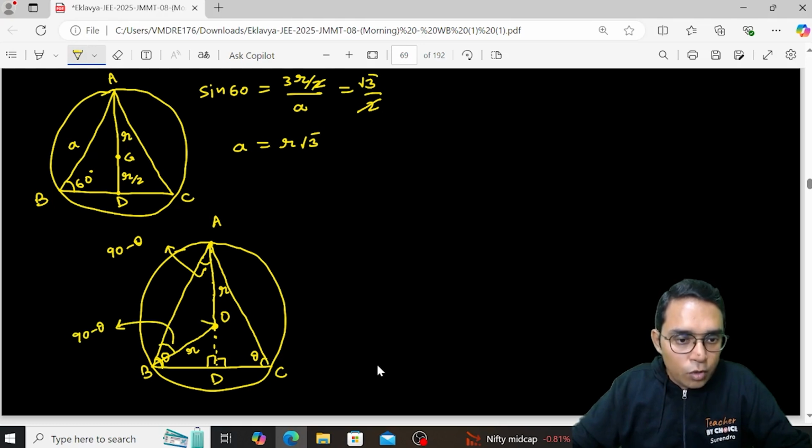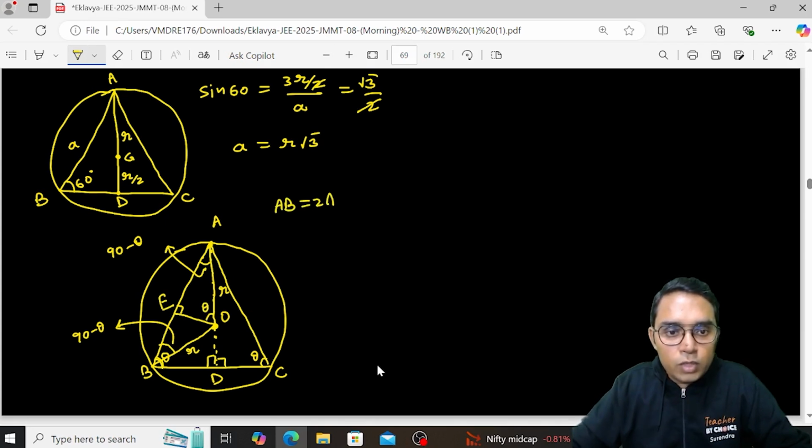Okay, so if you drop a perpendicular from this point O to AB, and because OAB is an isosceles triangle, it will meet it at the midpoint. So if it is 90 minus theta, this will be theta here. So we can find the length AB, that will be equal to 2 times AE, and because this is theta and the hypotenuse is R, AE would be R sine theta. So 2R sine theta will be the length of AB.